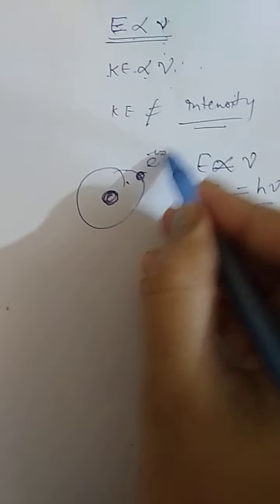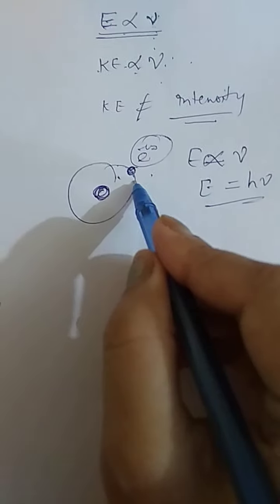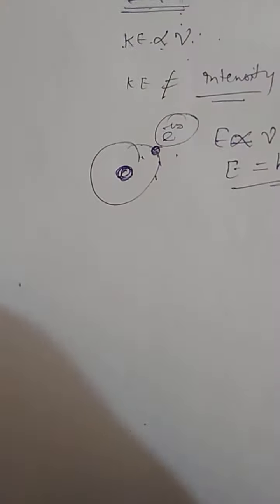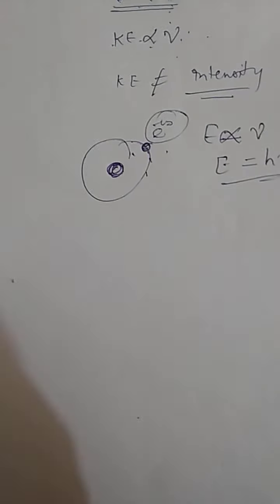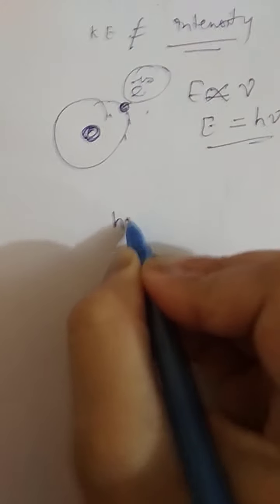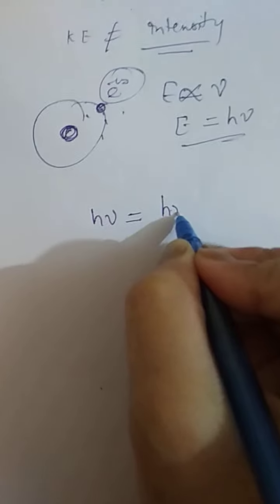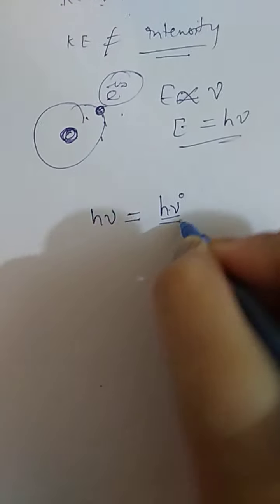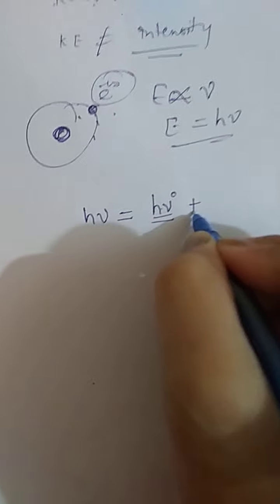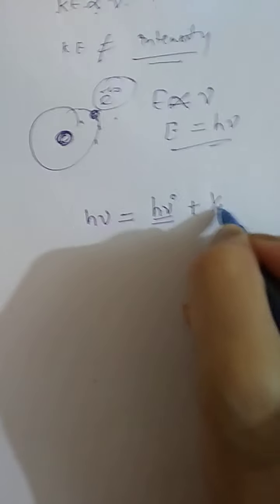Electrons will eject only when the photon energy is greater than the binding energy. So the energy of the incident photon, h nu, equals the work done, that is h nu naught, plus the kinetic energy, that is half m v square.